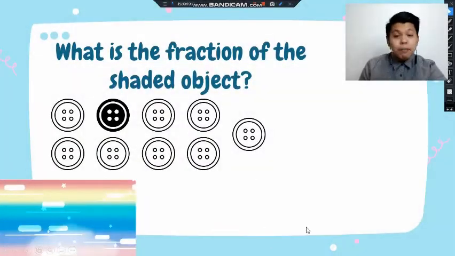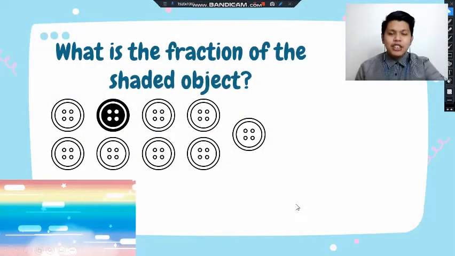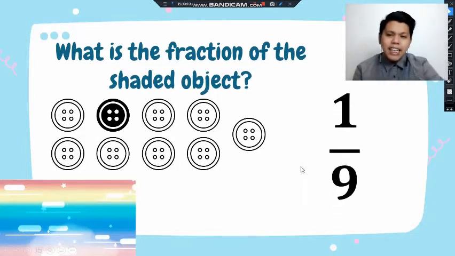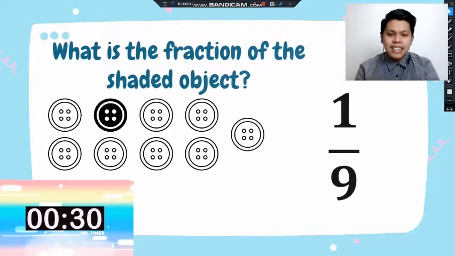Okay, time's up. Let's check your answers. Again, we need to count the total so we get the denominator. So we have 1, 2, 3, 4, 5, 6, 7, 8, 9. So our denominator is 9 and the shaded button is 1. So the answer is 1/9. Did you get that? Great. Let's go with the next.